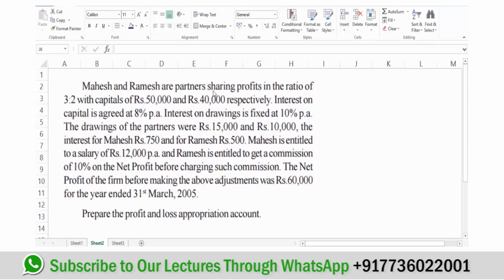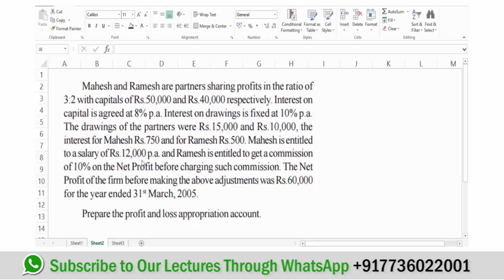Mahesh and Ramesh are partners sharing profits in the ratio of 3:2 with capitals of rupees 50,000 and 40,000 respectively. Interest on capital is agreed at 8% per annum. Interest on drawings is fixed at 10% per annum. The drawings of the partners are 15,000 and 10,000. The interest for Mahesh is 750 and Ramesh is 500.